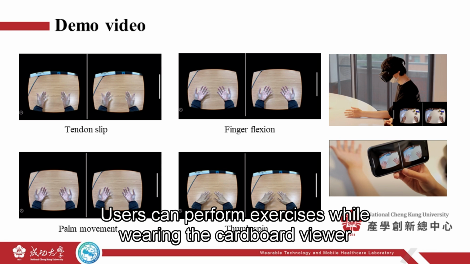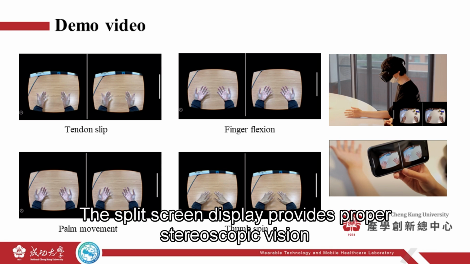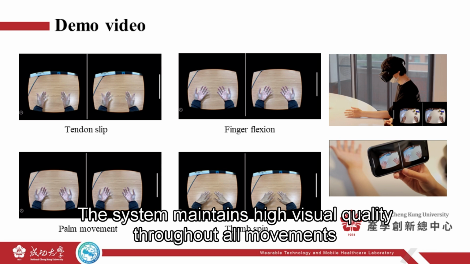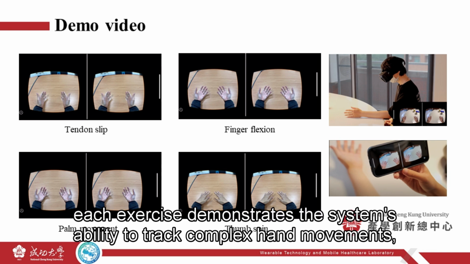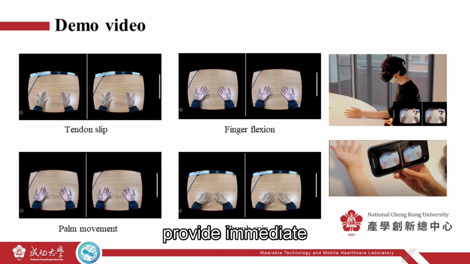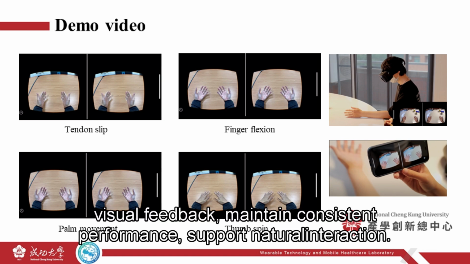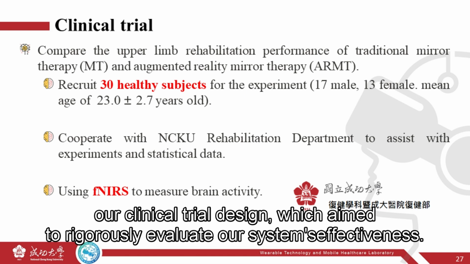Users can perform exercises while wearing the cardboard viewer. The split screen display provides proper stereoscopic vision. The system maintains high visual quality throughout all movements. Each exercise demonstrates the system's ability to track complex hand movements, provide immediate visual feedback, maintain consistent performance, support natural interaction. Let me outline our clinical trial design, which aimed to rigorously evaluate our system's effectiveness.